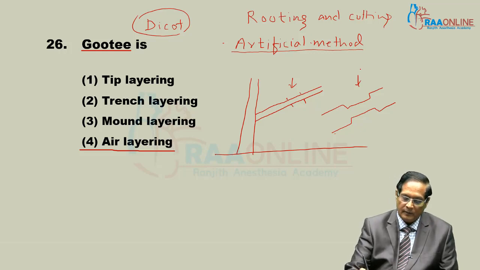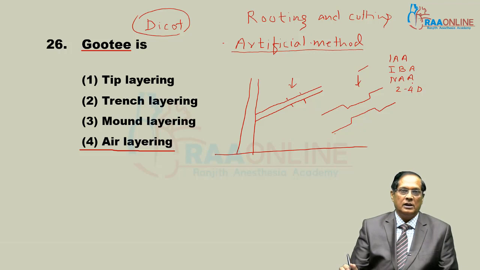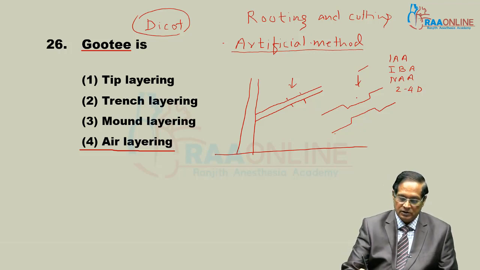Then comes the application of a root initiating hormone like IAA, indole 3-acetic acid, IBA, indole butyric acid, NAA, naphthalene acetic acid, or even 2,4-D, 2,4-dichlorophenoxyacetic acid. Any one of these can be used for the initiation of root. So that hormone is applied here.